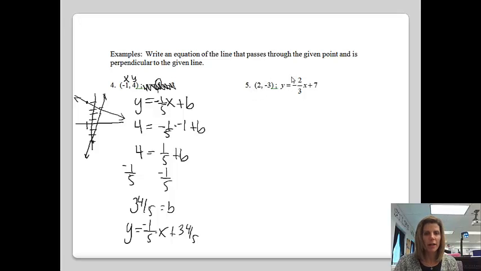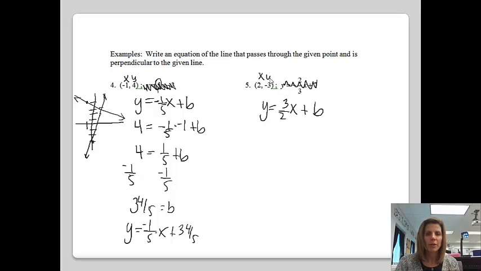Go right ahead. Okay, this one, again, it's going to go through the point 2, -3. It's perpendicular to this line that they're giving me right here. So I know my equation is going to say y equals, instead of being -2/3, it's going to be positive. Instead of 2/3, it's going to be 3/2x. And I don't know plus what, so I will again put plus b. And I'm just going to scribble that out because I'm done using it.